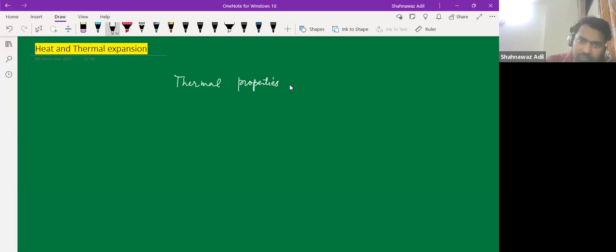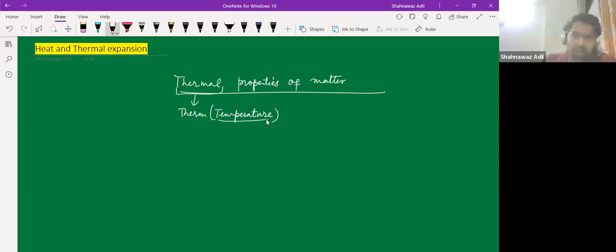The word therm means temperature, right? Temperature of the matter. So what are the properties associated with temperature? We'll talk about the ideal gas equation. We'll talk about thermal expansion and all these properties, right? Charles' law, Boyle's law, all these properties.